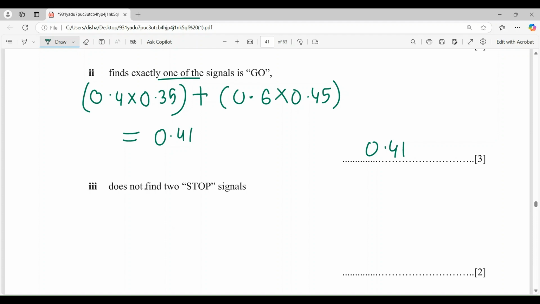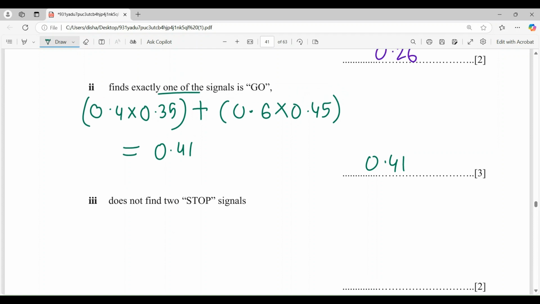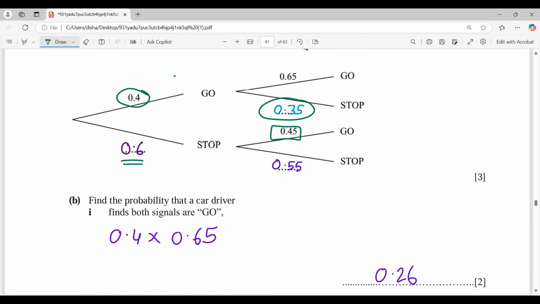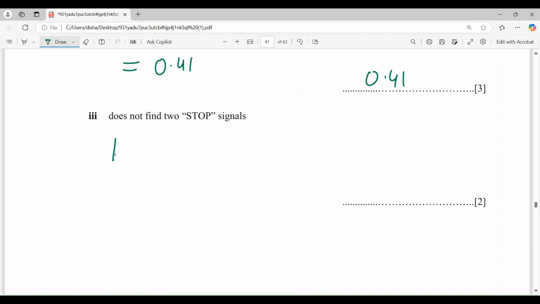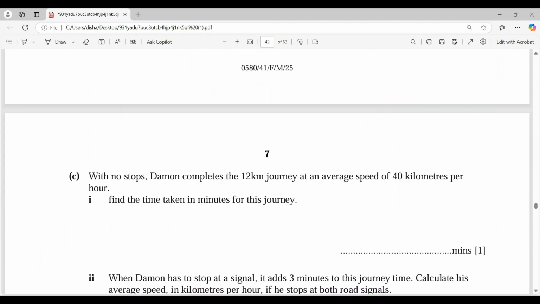Next, does not find two stop signals. So we do not want any of the stop signal. So we don't want the 0.6, we do not want this 0.55. So multiply and then subtract from the total. And total is always 1. So 1 minus 0.6 multiplied with 0.55. So that will give me the answer as 0.67. So he does not find two stop signals, the probability will be 0.67.